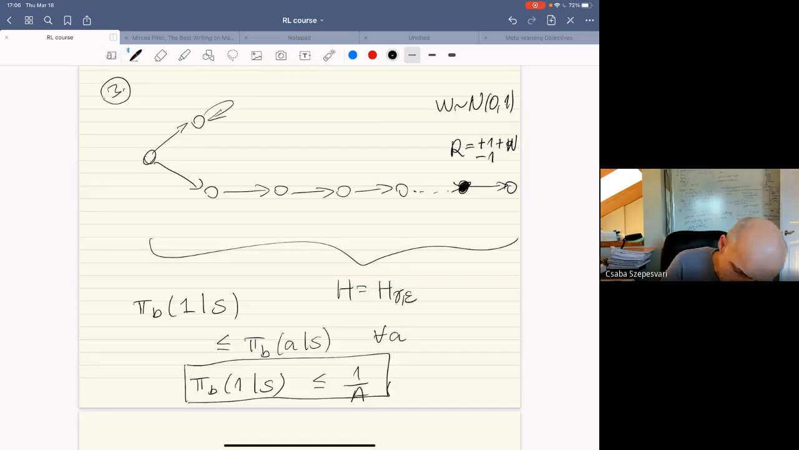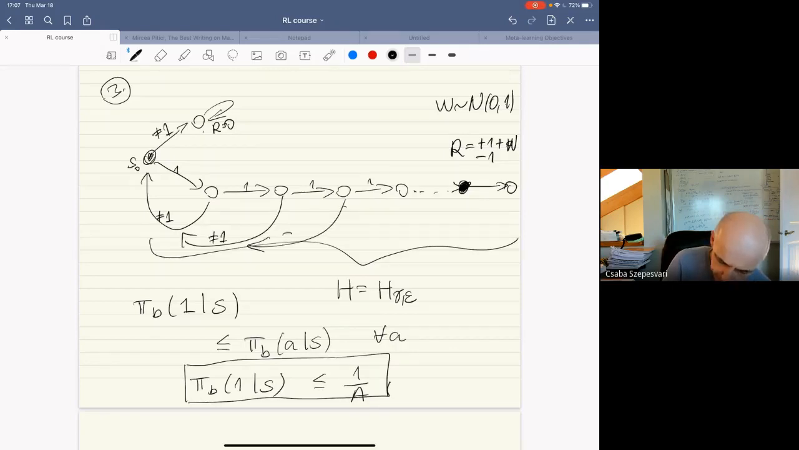And so if you choose action 1, then you go down on a chain, and the MDP is going to be deterministic. And if you choose any other action in the initial state, you go to this other state, and this is an absorbing state, you get nothing, you get 0. Right? So not equal to 1 goes here, and not equal to 1 from every one of these states goes back to the start state.